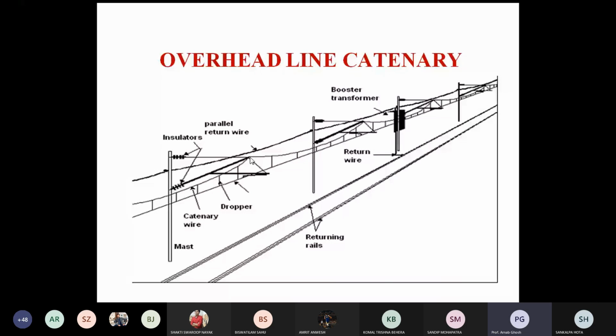In machines, did you hear about the Scott connection? Yes, sir. What is the purpose of the Scott connection? Can anybody tell me? Any of you?